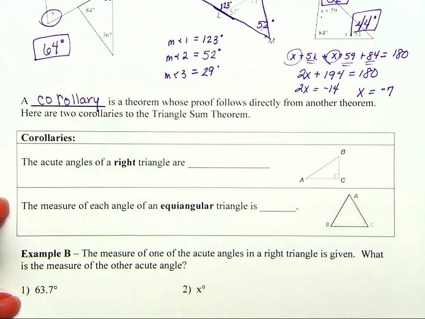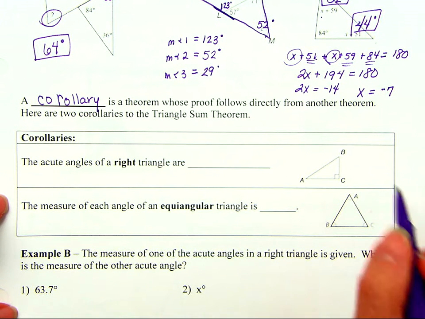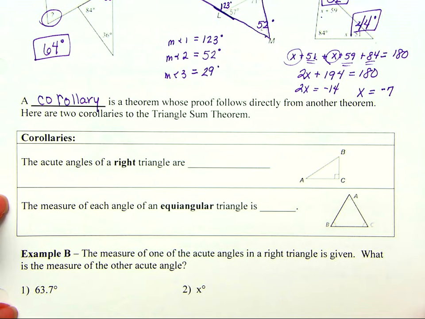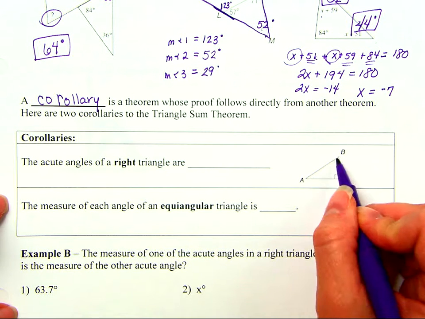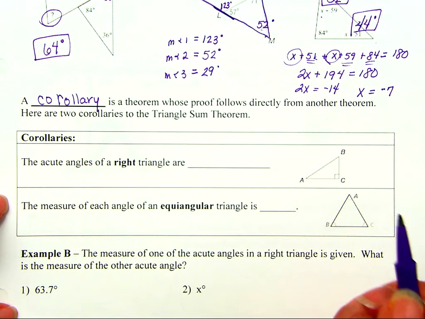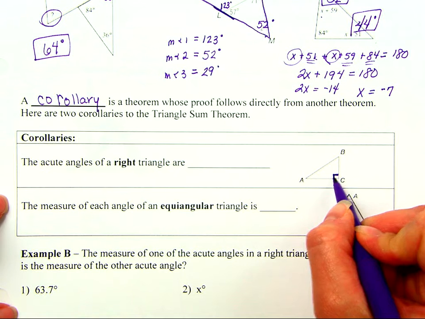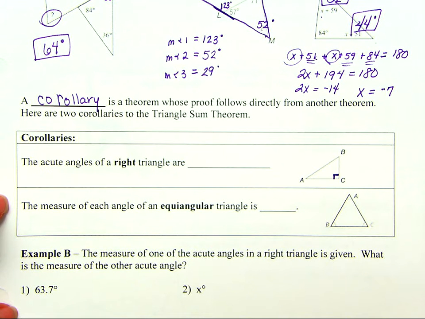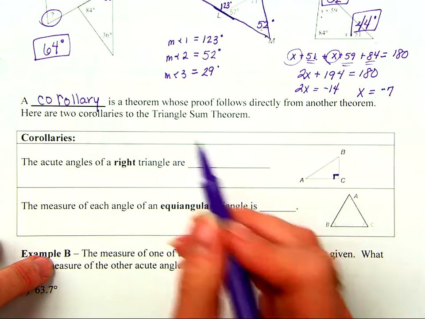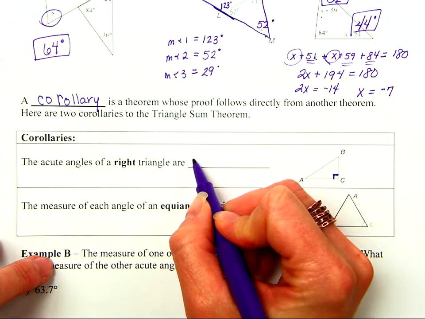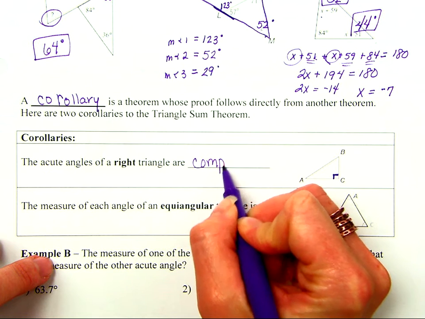So related to our triangle sum theorem, if we take a look at the acute angles of a right triangle, what would we notice? Angle A and angle B. What do we know about them? Well, if we have a right angle and angle C is 90 degrees, would you agree the measure of angle A plus the measure of angle B would have to equal 90 degrees? Therefore, my two acute angles are going to be complementary.